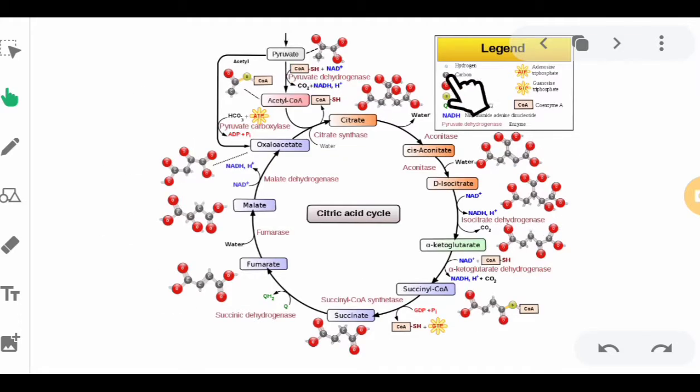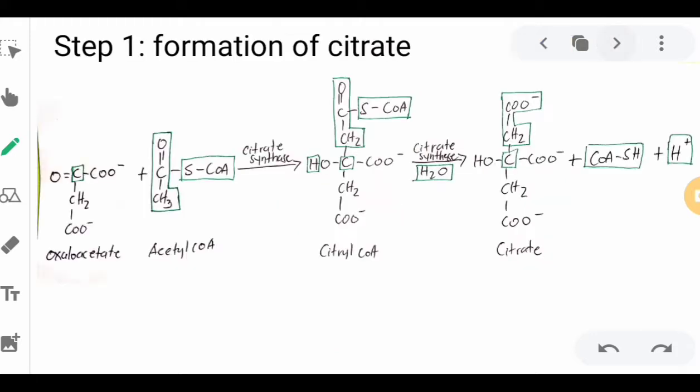And this is the overall reaction of the citric acid cycle. The first thing that will happen is the acetyl-CoA from the second stage of the biochemical energy production will produce a citrate. That will occur in step 1. So this is the reaction for that, for step 1, the formation of citrate.